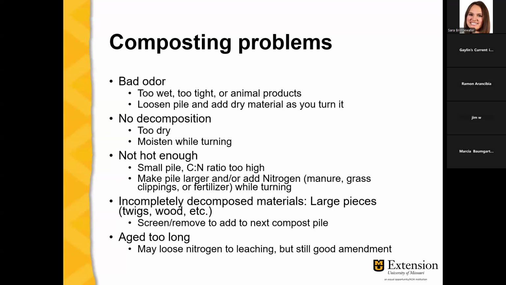Sometimes you don't get to use the compost for a long time. You want to understand that the longer you wait, you might lose nitrogen in that pile by leaching or volatilization. So it's not bad. It's still going to have some nutrients, but you're going to be losing some of the nitrogen. But it's still a good soil amendment anyway. But you don't want to lose much of the nutrients, so you want to use it as soon as possible after maturing. But if you can't, not a big deal. But understand that you're going to lose some of the nutrients.